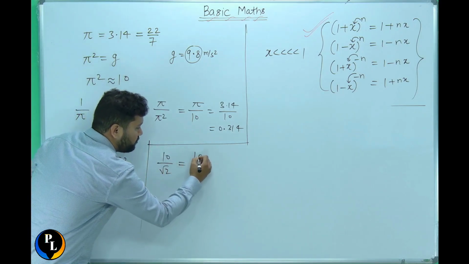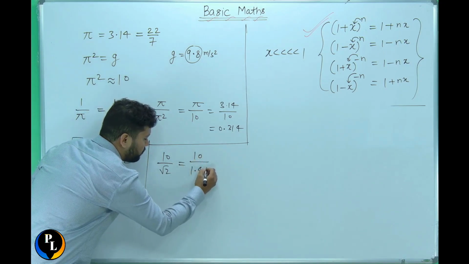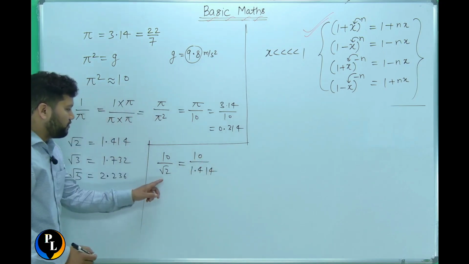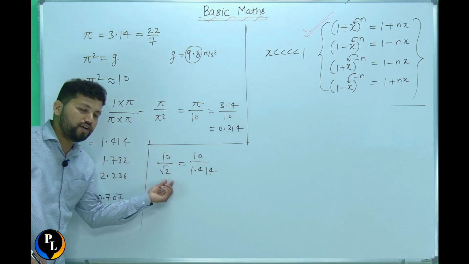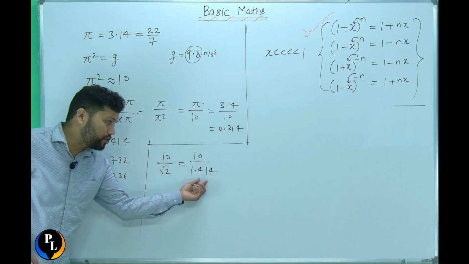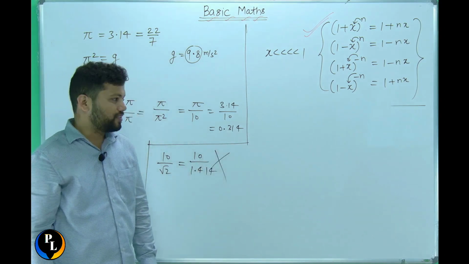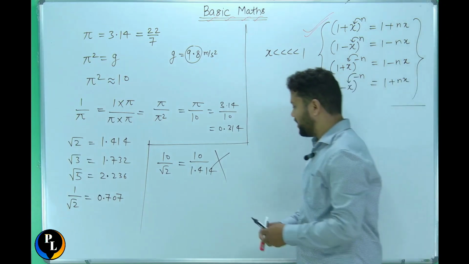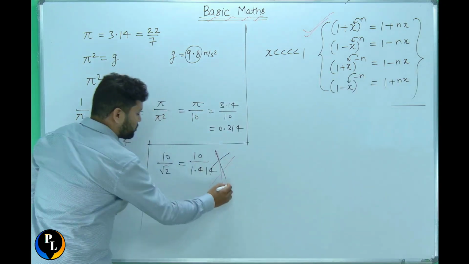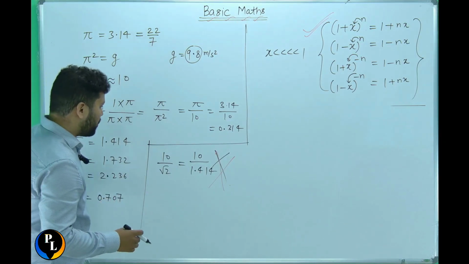If you write root 2 as 1.414 in the denominator, again so much calculation is required to solve this one. Yes or no? So this is the wrong method. We will not solve like this, otherwise again some more calculation is required. Clear? So how to solve this one?